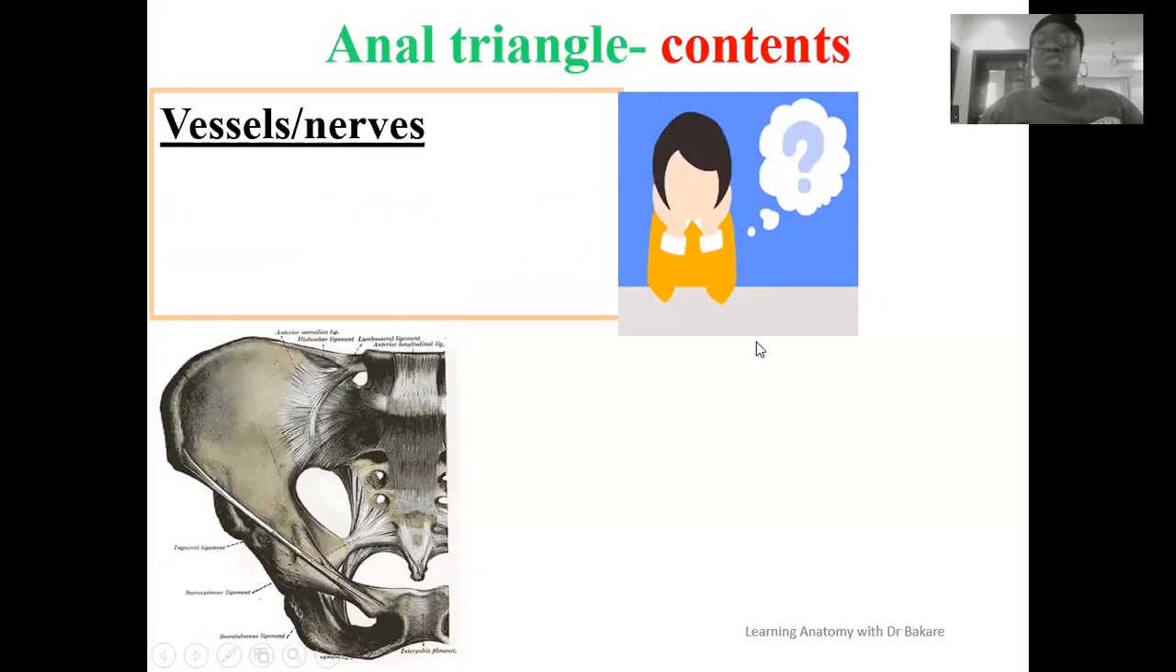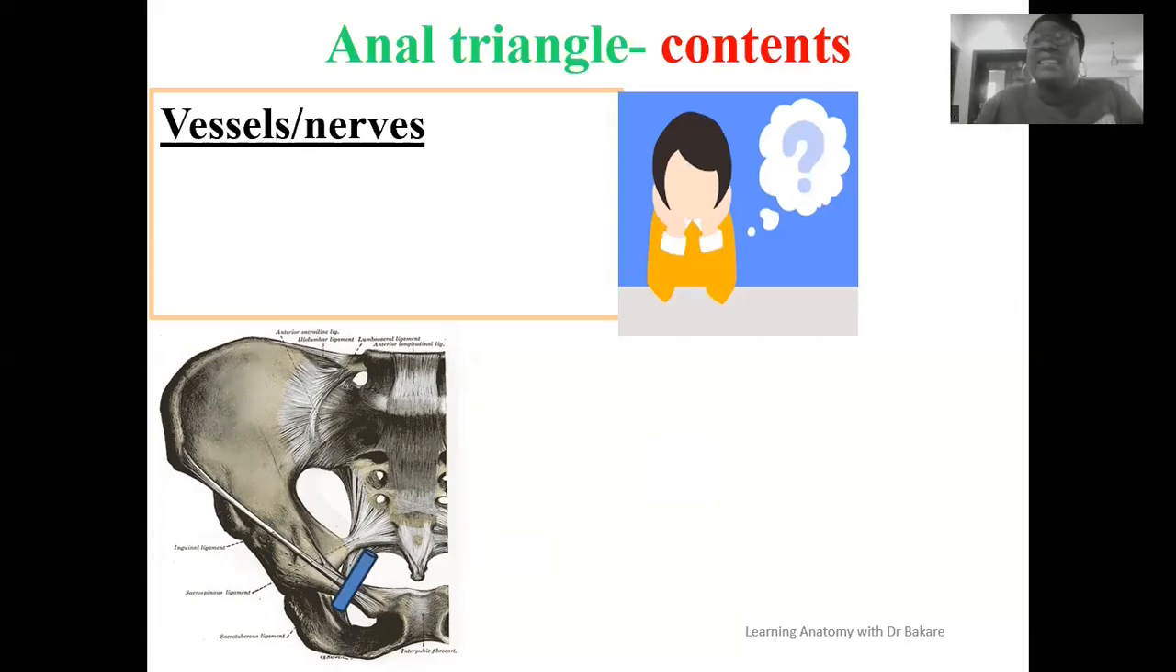Then the last set of structures are the neurovascular structures. So we have a number of vessels and also nerves located within the anal triangle. If you look at the anal triangle at this posterior end, on the lateral side of the anal triangle, we have a canal that is referred to as the Alcock canal or the pudendal canal. And this is what is highlighted here in blue. This Alcock canal is referred to as the pudendal canal because it accommodates the pudendal vessels and also the pudendal nerve. And that is why it is so referred to. So this canal is what is highlighted here in blue.